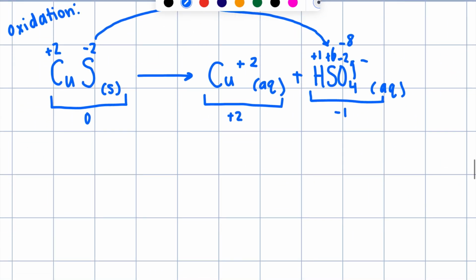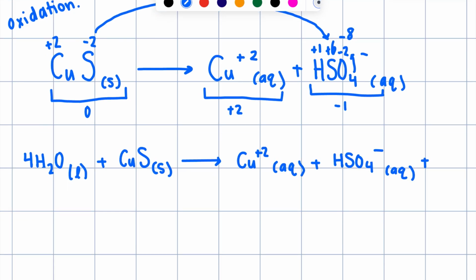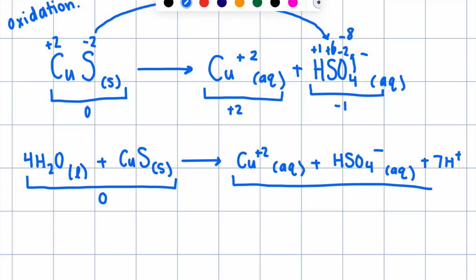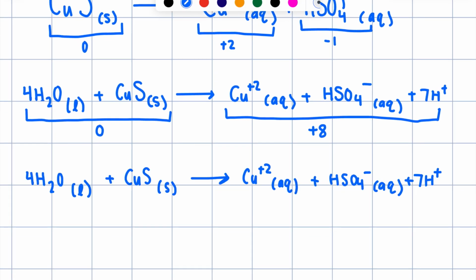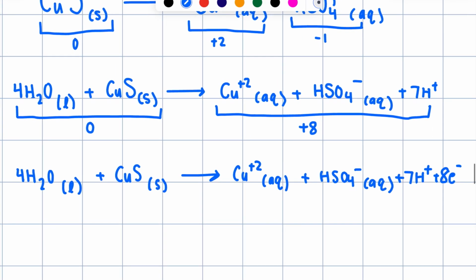Now we need to balance the atoms. The copper and sulfur atoms are balanced, so we then look at the oxygen. We need to add 4 H2O to the reactant side to balance it, since there are 4 oxygens on the product side. Since we now have 8 hydrogens on the reactant side, we need to add 7 hydrogen atoms to the product side to balance it out. There's already a hydrogen on the product side in the hydrogen sulfate, which is why we only add 7. Finally, we need to balance the charges. The overall charge of the product side is 8, while the overall charge of the reactant side is 0. This means we have to add 8 electrons on the product side to balance the charge of the overall reaction. This will be our unbalanced half reaction, and we're going to leave it like this for right now until we balance the other half reaction.